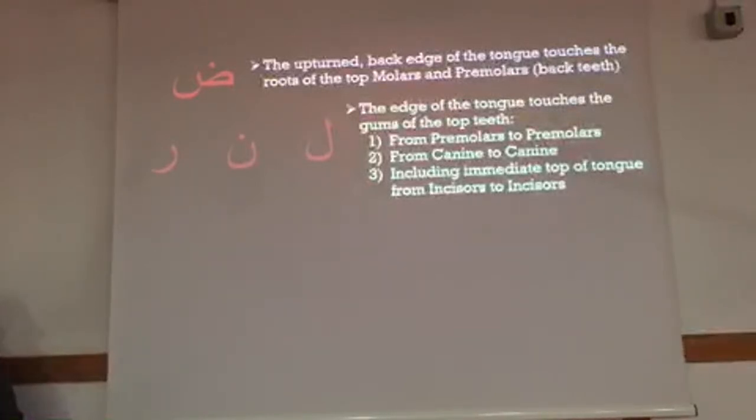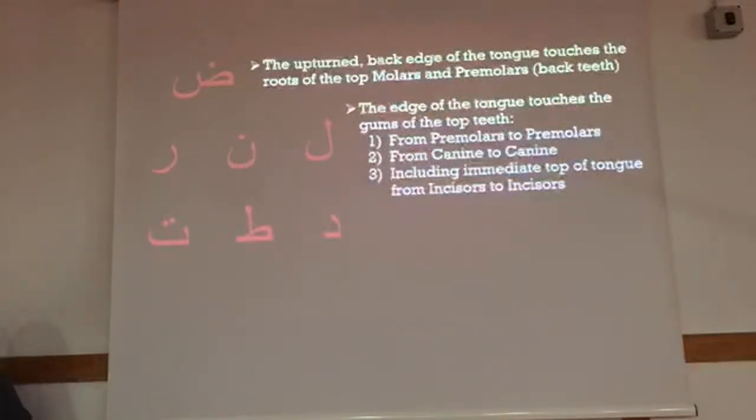So when we look at each of them again, read after me. The first letter, lam, noon, and ra. Again, ra. So that's where this letter comes from. All three of these letters come when the edge of the tongue touches the top teeth. For lam, it's all of them. For noon, it's from canine to canine. And for ra, it's only the front two. Okay, so that's these three letters.